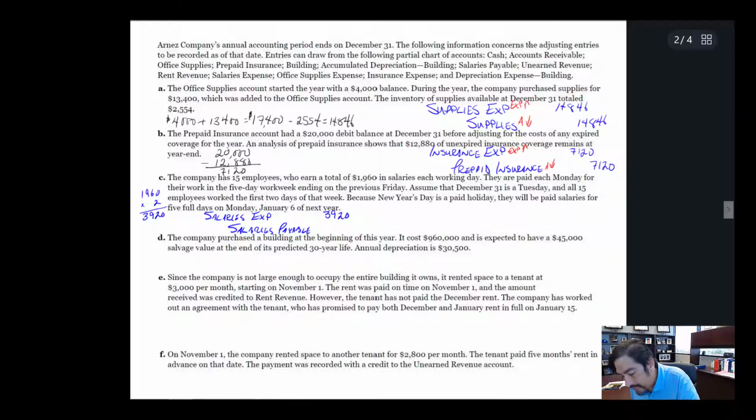Salaries payable is a liability account that we are increasing. That's why this is a credit for $39.20. And salary expense is an expense that we are increasing. That's why it's a debit.